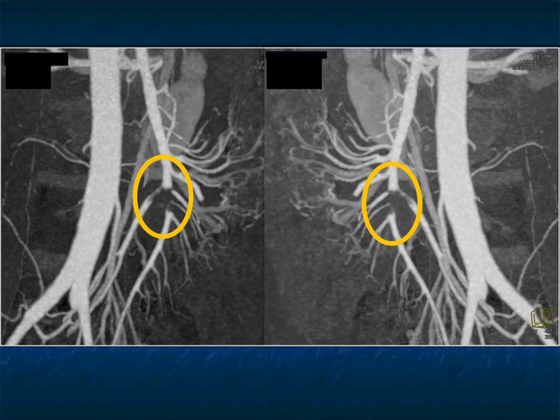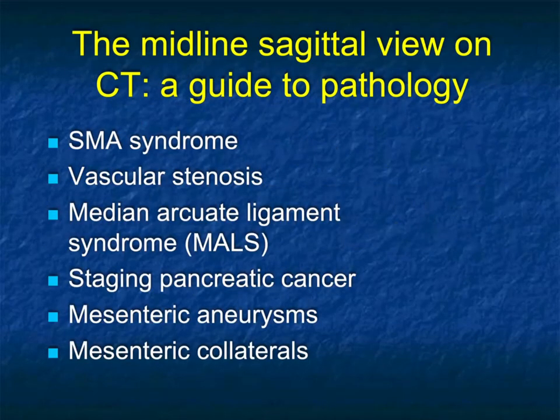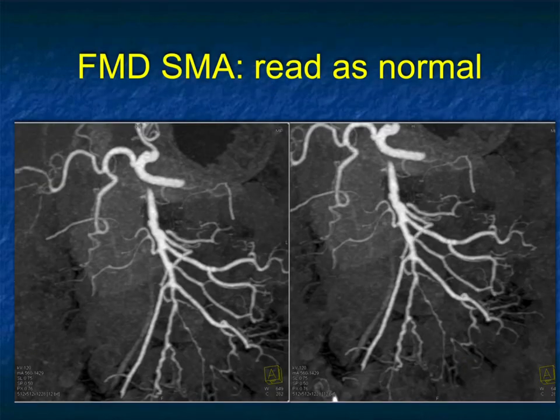When you look at the MIP, you can scroll in and out and get any plane you want. Here, very nicely showing you the thrombus. It's very important, and I use this quote all the time, when you're looking for ischemic bowel, look at the entire vessel. You know, people tend to focus on the proximal aspect of the vessel, yet as in the cases I just showed you, the clot was distal. The midline sagittal view is so important, whether it's SMA syndrome or vascular stenosis, median arcuate ligament syndrome, staging pancreatic cancer, looking at aneurysms or collaterals, the sagittal view is critical.